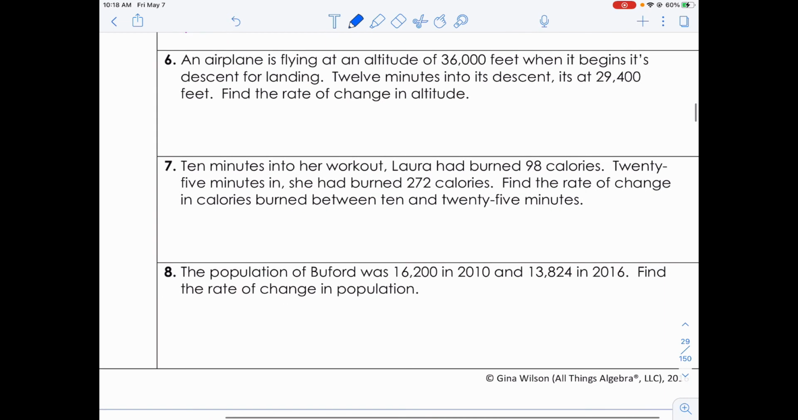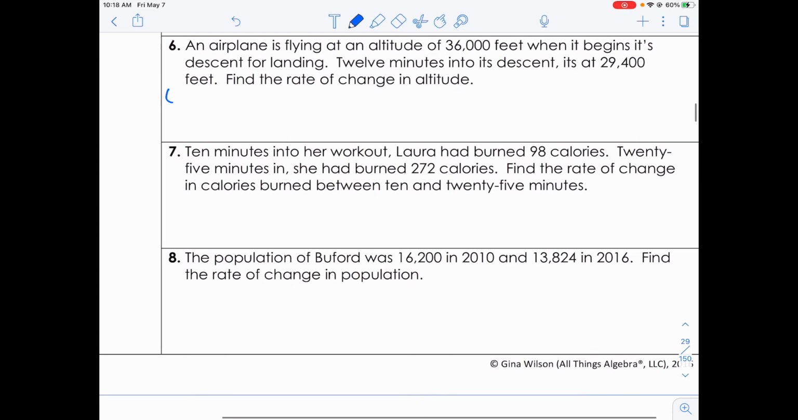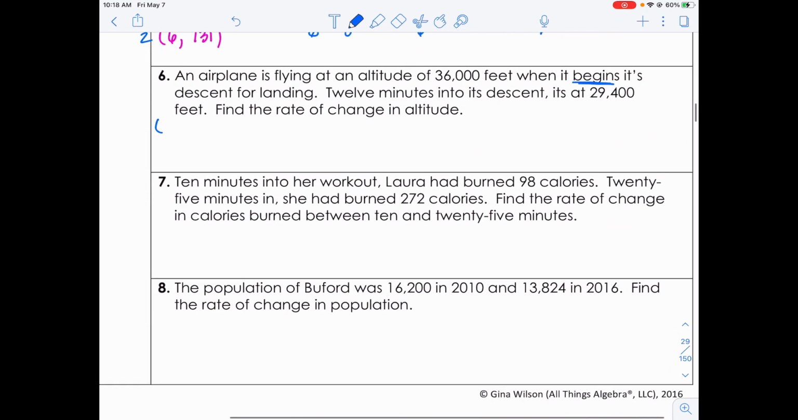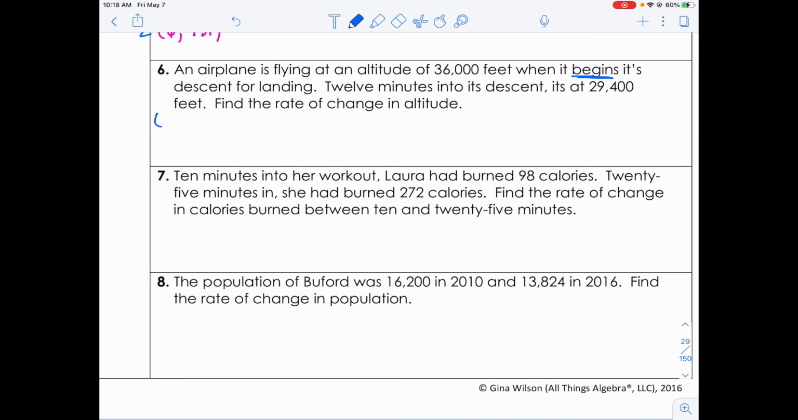For number 6, an airplane is flying at an altitude of 36,000 feet when it's beginning its descent for landing. 12 minutes into its descent, it's at 29,400 feet. Find the rate of change in altitude. So same thing, time is going to be our x in our ordered pair, and height, our altitude, is our y in the ordered pair. When it's beginning its descent means that it is just starting, so that would make our time 0. And the altitude at 0 is 36,000.